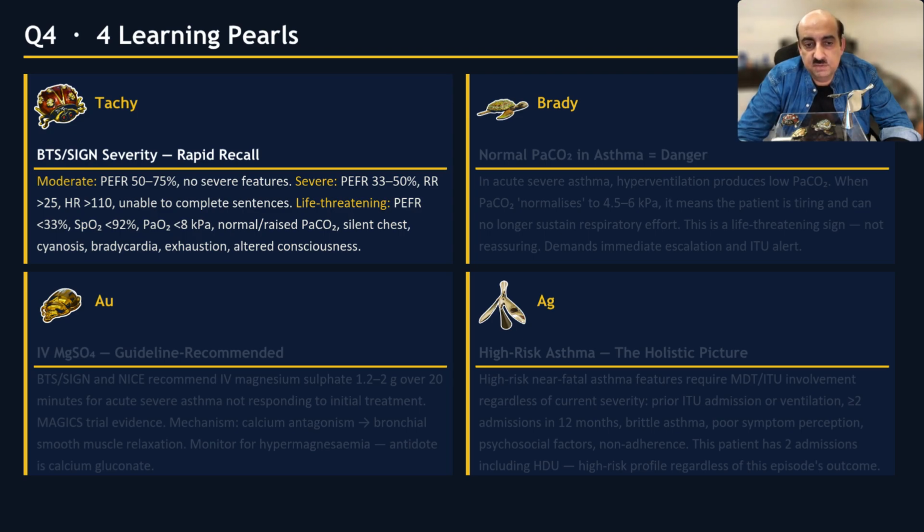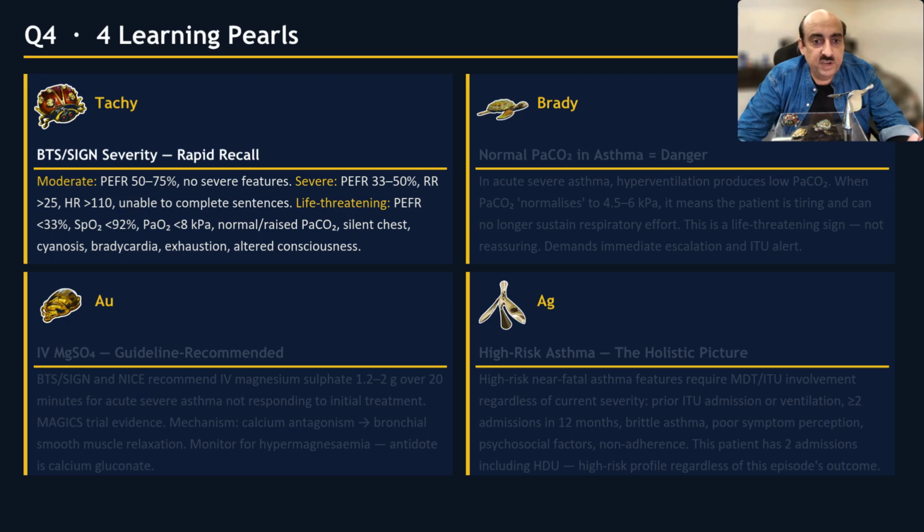Acute severe asthma, which is the next category, is any one of these criteria as per BTS and SIGN guidelines, which is either a peak flow of 33 to 50%, or if there is any other feature of tachypnea with a respiratory rate of above 25, tachycardia with heart rate of above 110, or if the patient is unable to complete sentences. So any one of these criteria, irrespective of peak flow, even if peak flow is 50 to 75, but any of these clinical criteria are present, then it's acute severe asthma.